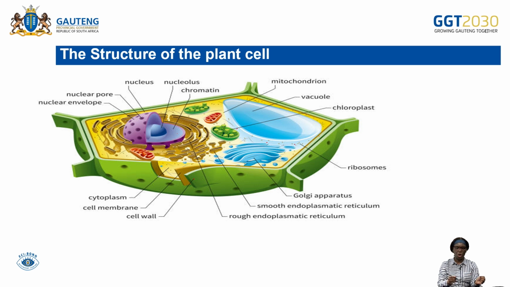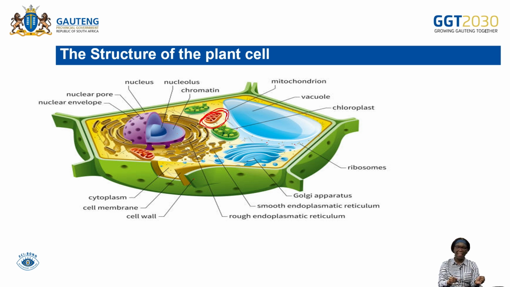Another organelle that is also very important is the mitochondrion. This mitochondrion, you will learn more about in the next topic of cellular respiration. Mitochondrion is the powerhouse of the cell. Why is it said to be the powerhouse of the cell? Because this is the organelle where energy is released.